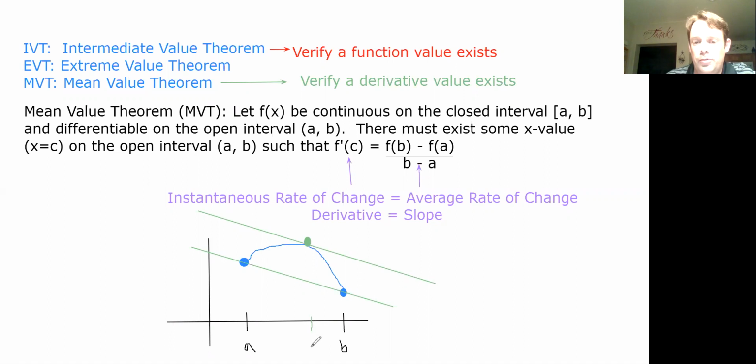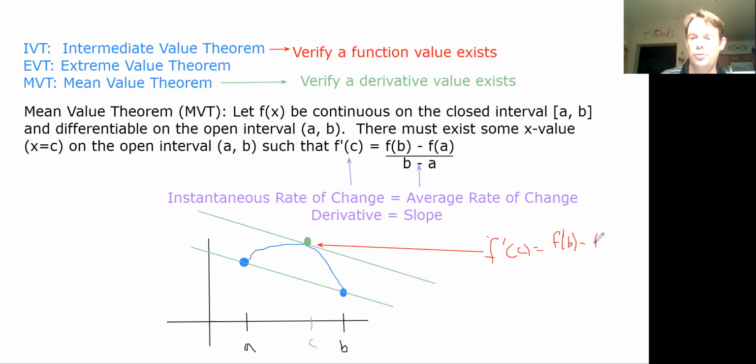So this c value right here is going to have some sort of derivative value that is going to be equal to the slope of the endpoints. So f prime of c equals f of b minus f of a, all over b minus a.